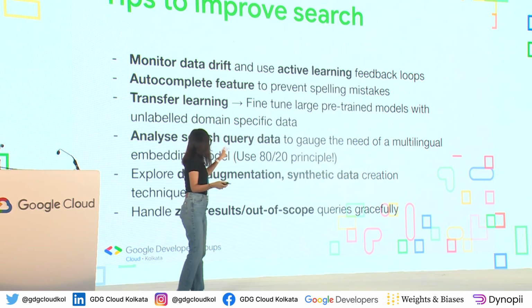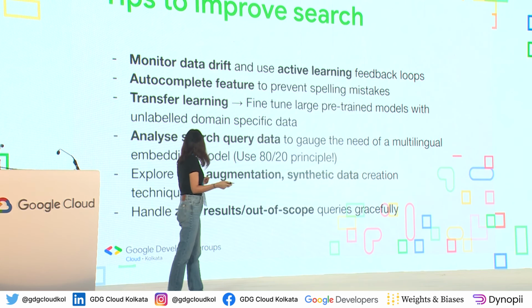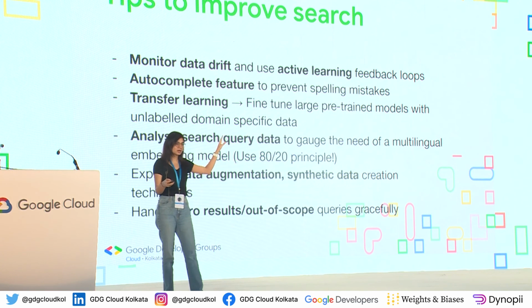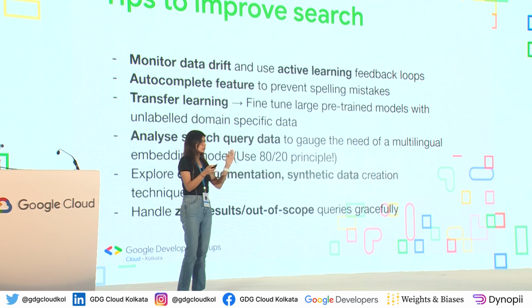Data augmentation and synthetic data creation, I think this comes in handy when you have very little data. The last one is handling zero results and out of scope queries gracefully. How you do that is you try to understand the distribution of your similarity scores and figure out what the cutoff is.